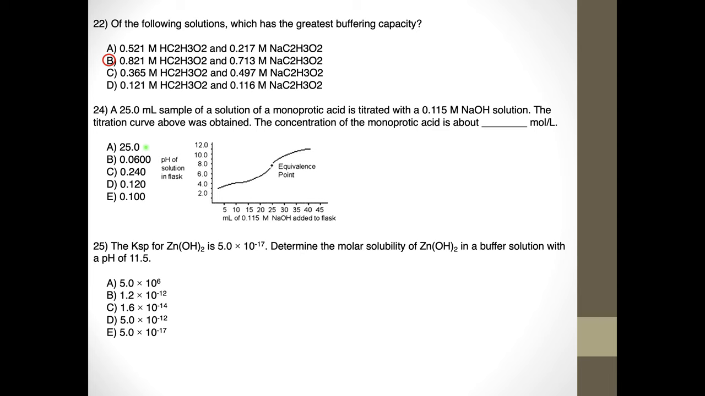Number 23, I put the graphic there and I forgot to put the question, so that's basically a bonus for you. I just give you 2 points there.